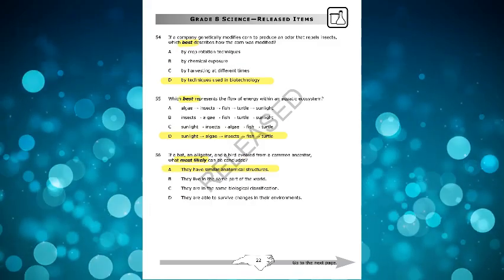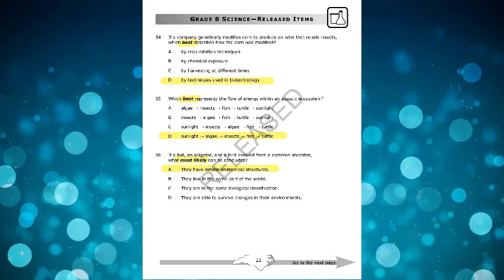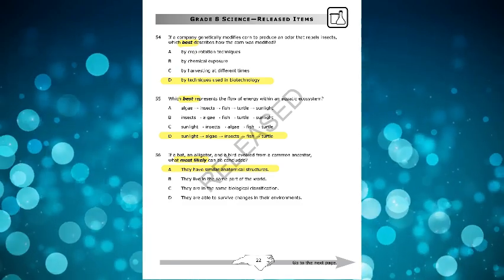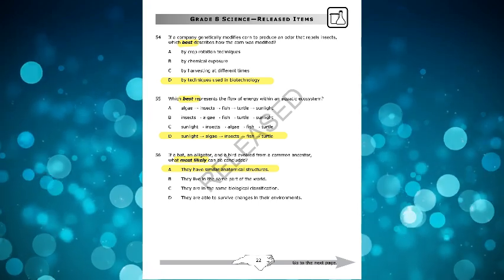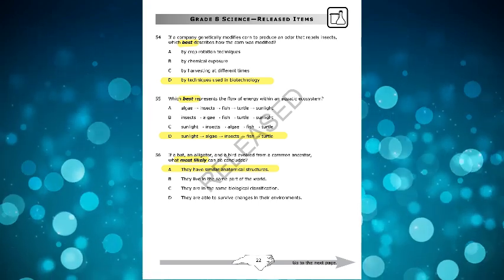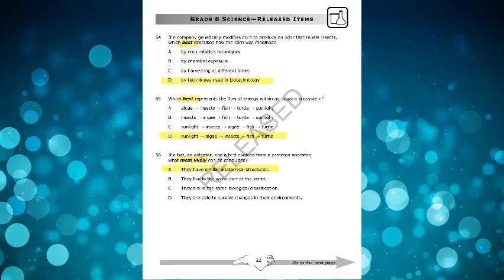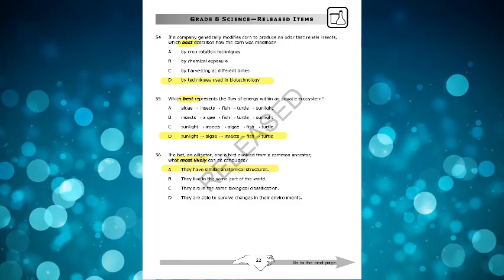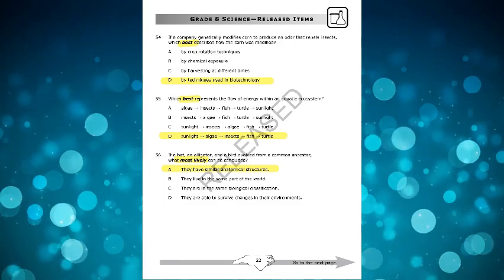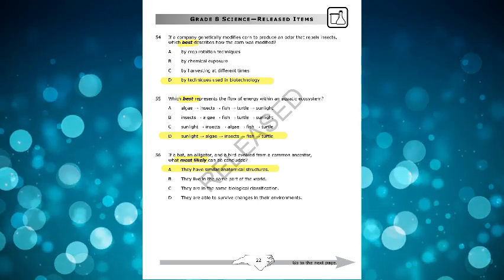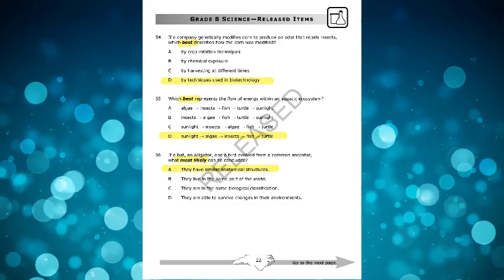So, 54, if a company genetically modifies corn to produce an odor that repels insects, which best describes how the corn was modified? And so this would be by techniques used in biotechnology. And again, when we talk about biotechnology, we're talking about advancing agriculture or medicine. And so again, that is what it does. So yes.